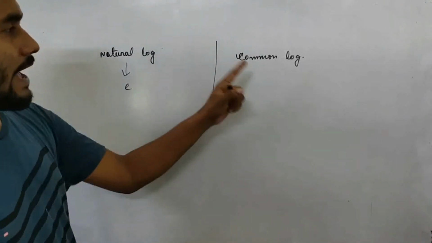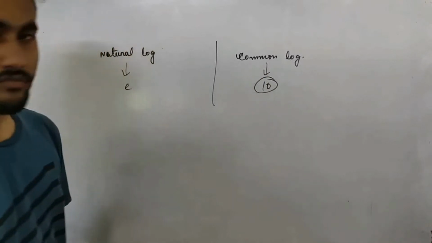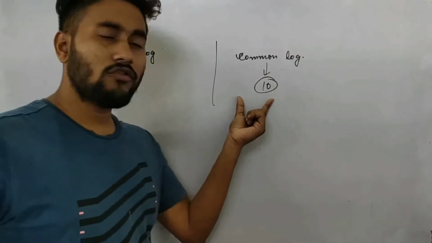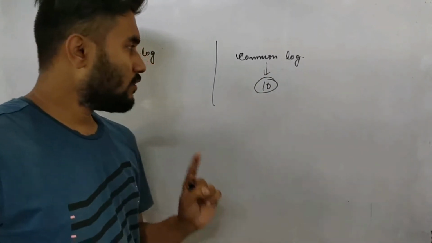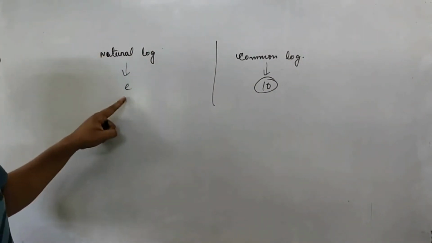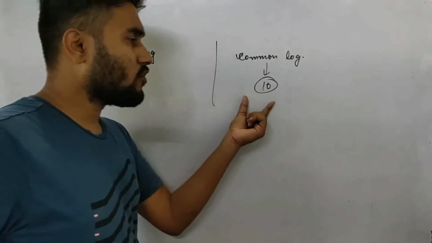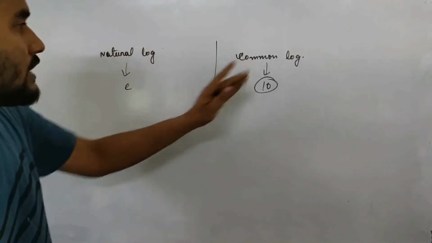Okay. And what is the base of common logarithm? Very simple, 10. So what is the base of common logarithm? 10. Understood? One more thing you remember: what is the base of natural logarithm? It's E. And what is the base of common logarithm? 10. Okay, we are going to study that one only.